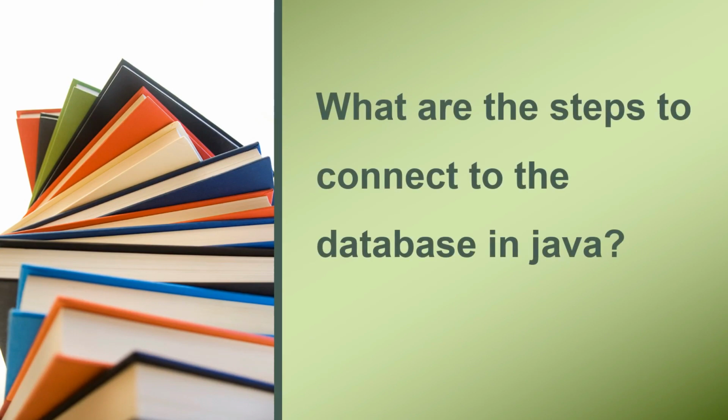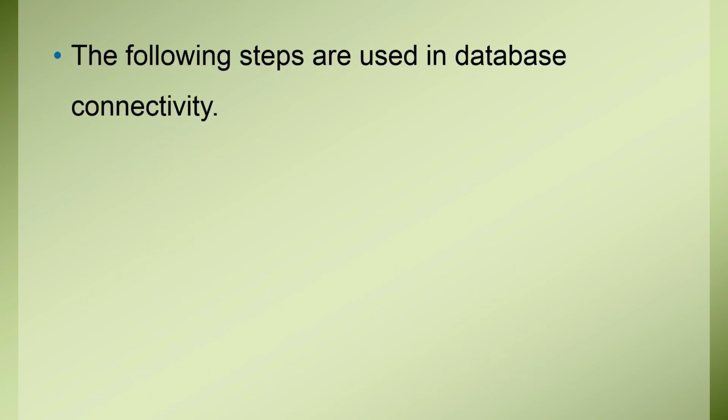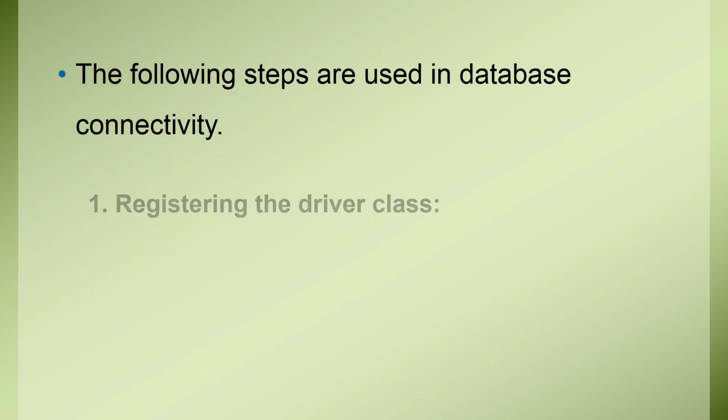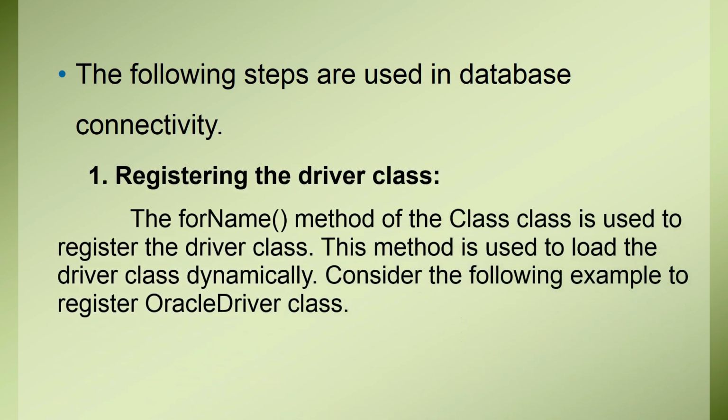What are the steps to connect to the database in Java? The following steps are used in database connectivity. Registering the driver class. The forName method of the Class is used to register the driver class. This method is used to load the driver class dynamically. Consider the following example to register the Oracle driver class.